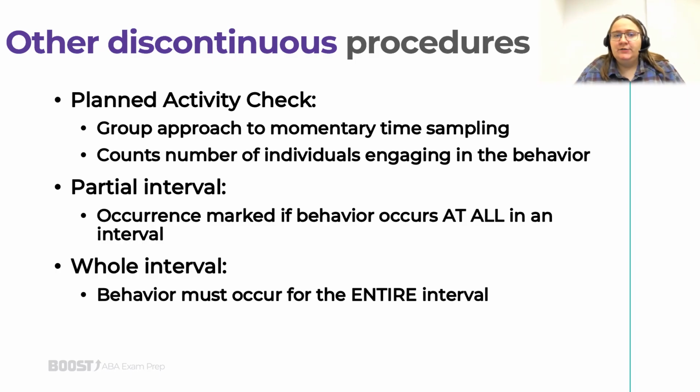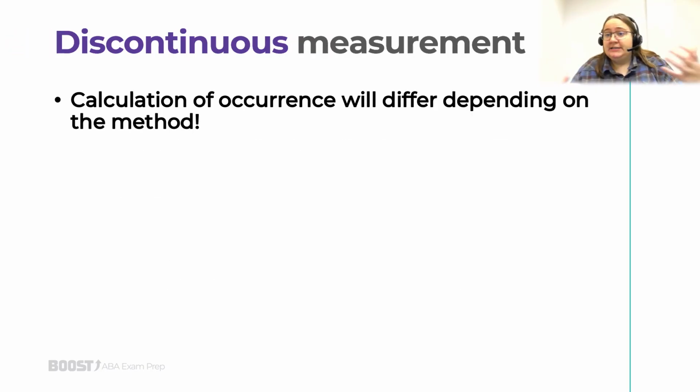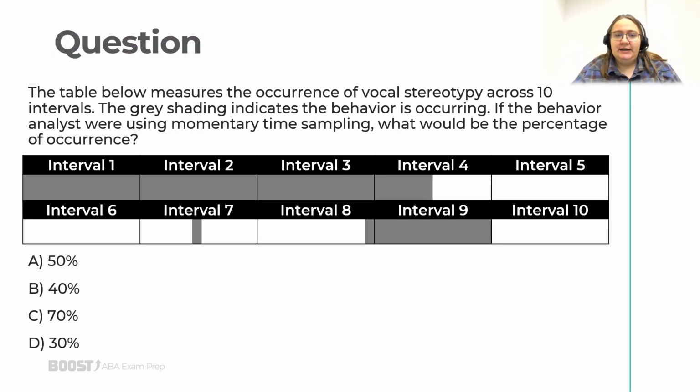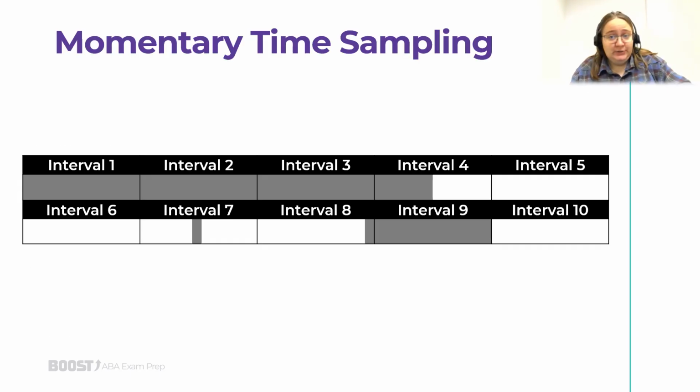So discriminating between these different types of discontinuous procedures is really important, because when you're doing discontinuous measurement and making those calculations of occurrence, the number you're going to get will differ depending on the method you use. So if you take a data set and you apply a whole interval approach or a partial interval approach or a momentary time sampling approach, even with the same data, you are likely to get a different percentage of occurrence depending on how you calculate it. And so that's what this question is really getting to, right? So we have this sample data here, and we're trying to assess, using momentary time sampling specifically, what the percentage of occurrence is. And so let's actually go through that.